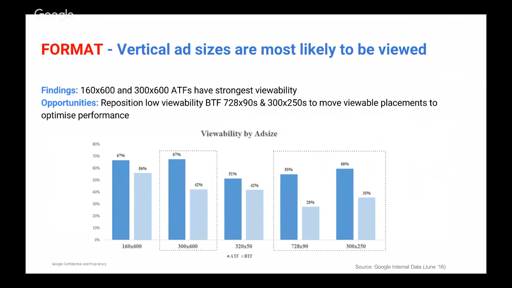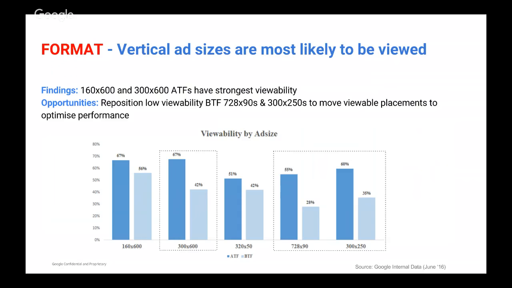Then let's talk about the format. Position, I guess you get that. Format: the vertical ad sizes are most likely to be viewed. And why is that? Because it takes me more time to scroll through a vertical ad unit than a horizontal one, right? It's longer, it goes down the page, so it's more likely to be seen. In these charts, you can see the comparison between the above the fold and below the fold ad performance for certain sizes.